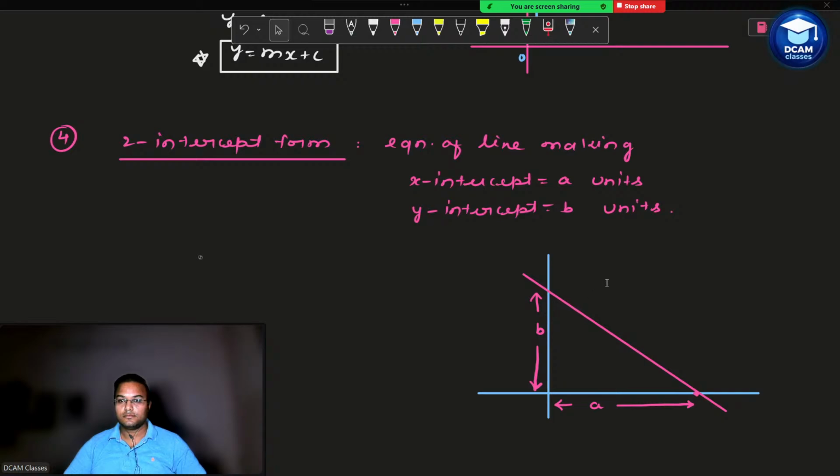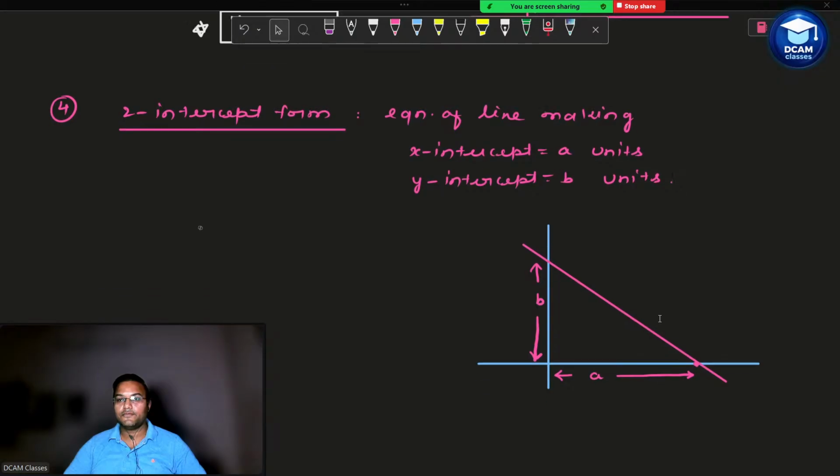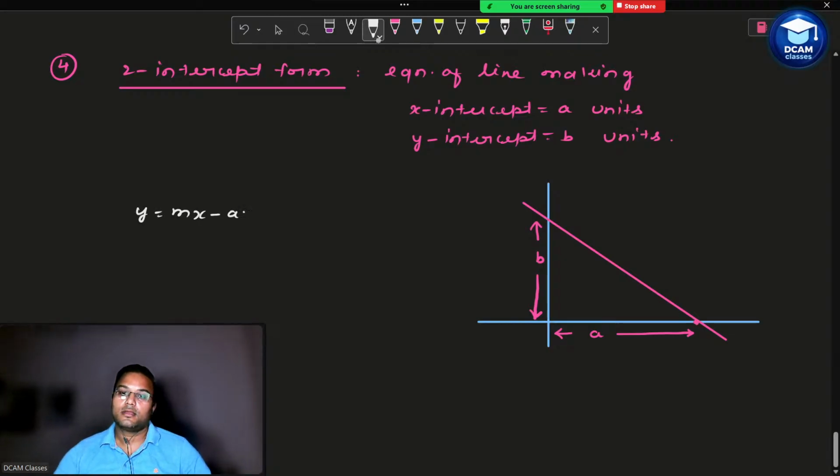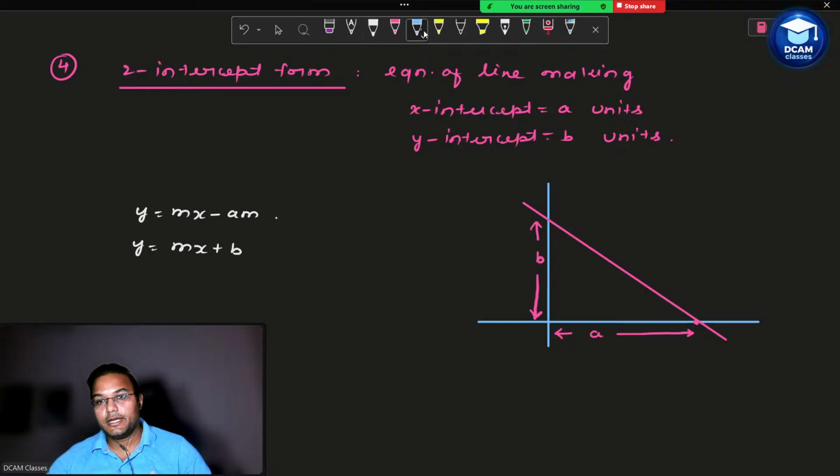Sir, I'm getting two equations. Vacha, tell me the equation, but you should get one. Don't worry, tell me the equations. Sir, y is equals to mx minus am and y is equals to mx plus b. But the problem is, see, you have written here m, but in the question, m was not given. So you have to find out the value of m and then substitute in both the equations.